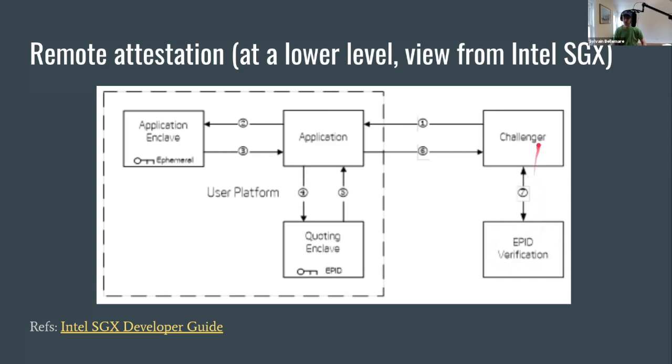And then the challenger, like Intel, will get back a response: okay, this is good or not. Depending on the response, the challenger has to examine the report and then conclude whether they can trust the application or not. If they do, they can start establishing some kind of trusted channel and then send their data for computation.